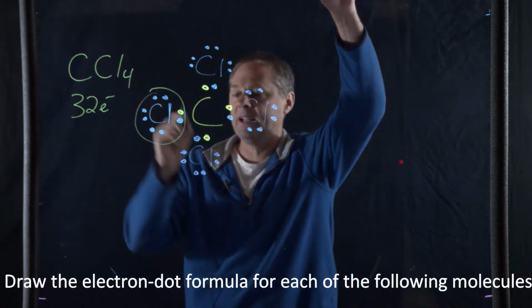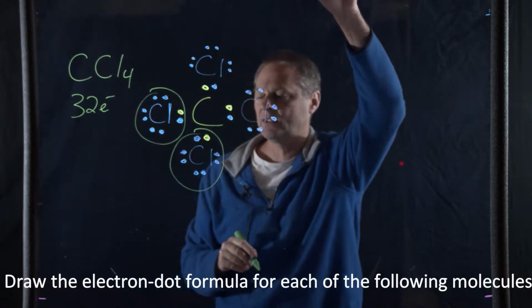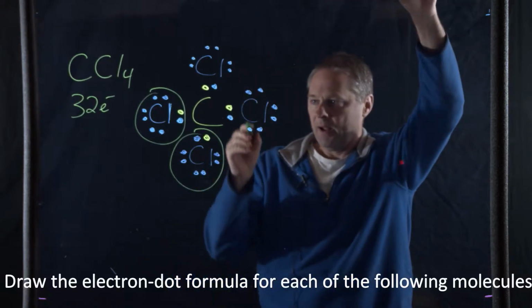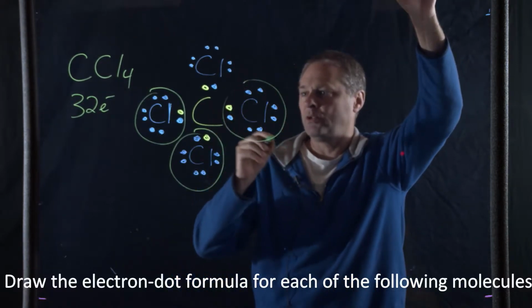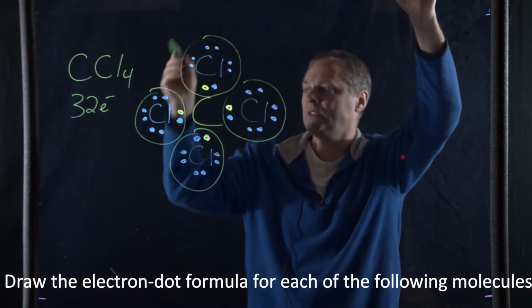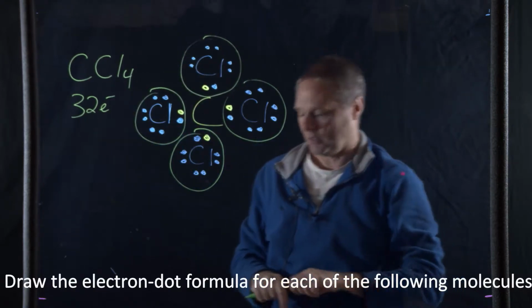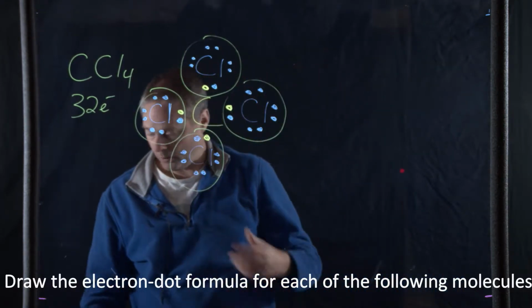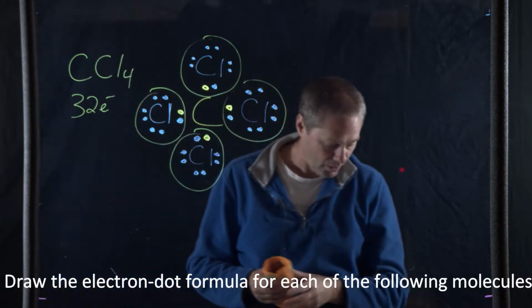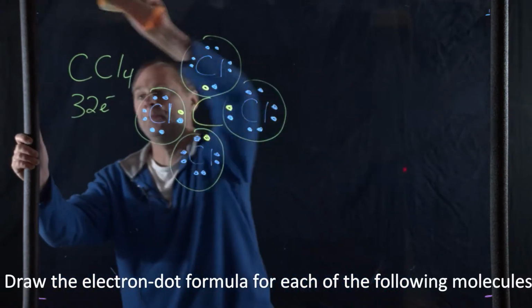So here's going to be 8. There's going to be 8. That's going to be 16. 3 times 8 is going to be 24. 8 more is now going to give us our 32 valence electrons. So it works out really well. We did not lose any electrons. All the electrons are going to be accounted for.